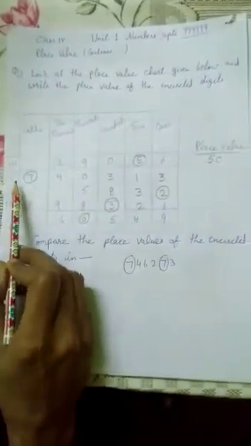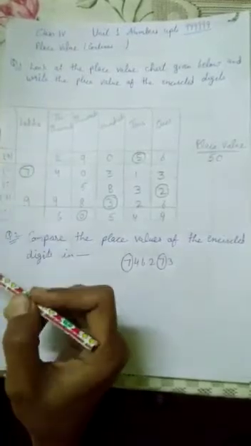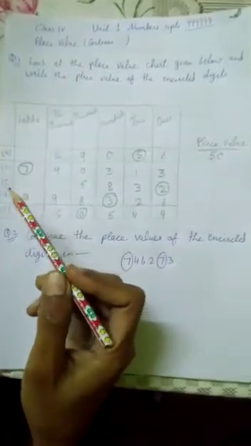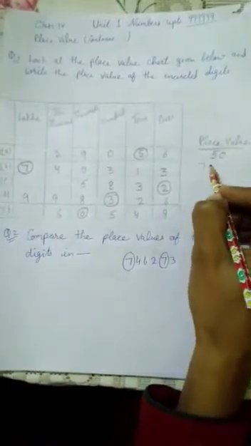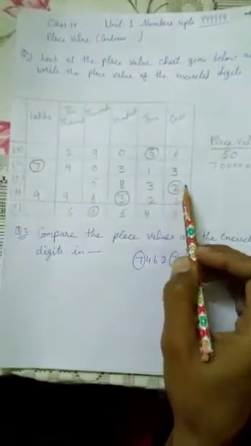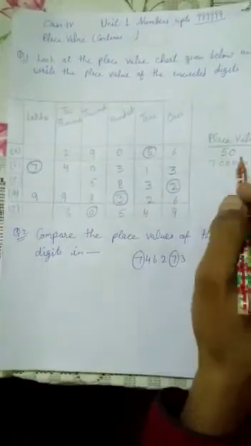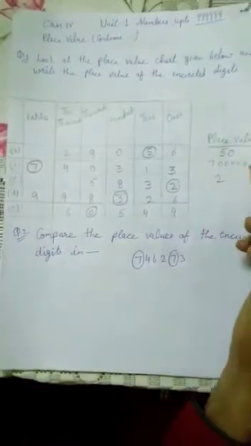Now in B part, 7 is at lakh place. So orally calculate the place value of 7. 7 multiply 1 lakh. The answer is 7 lakh. In C part, encircled digit is 2. Check the place of 2. That is ones. So 2 multiply 1 equal to 2.